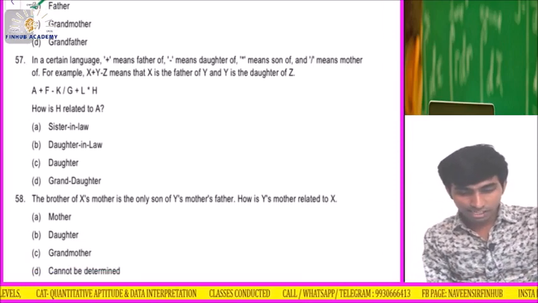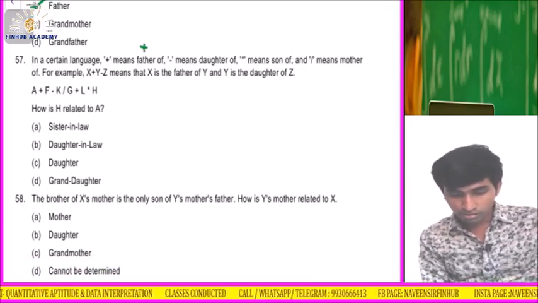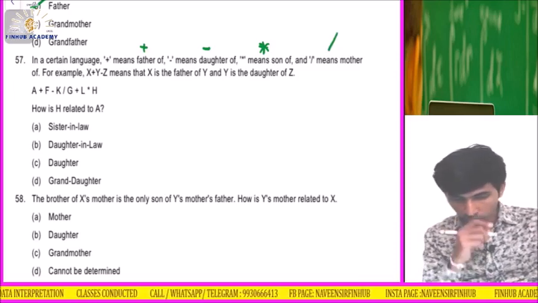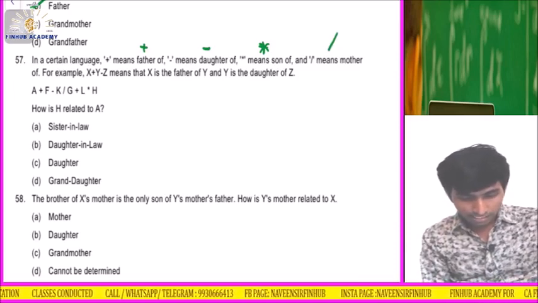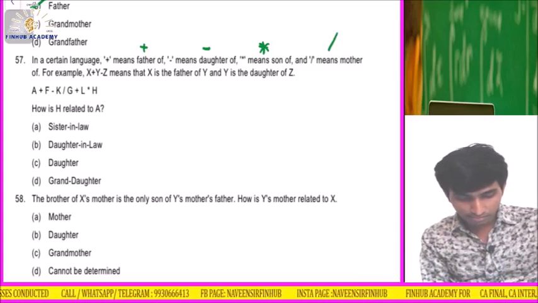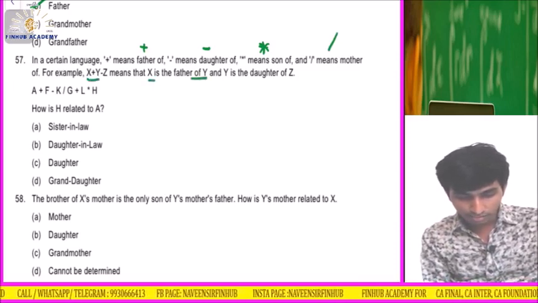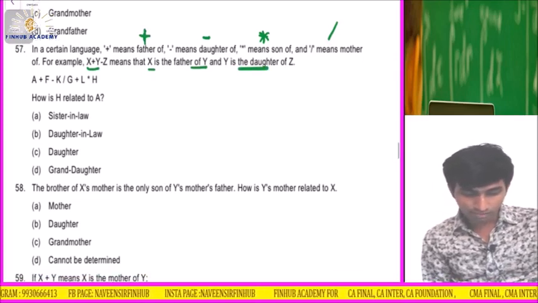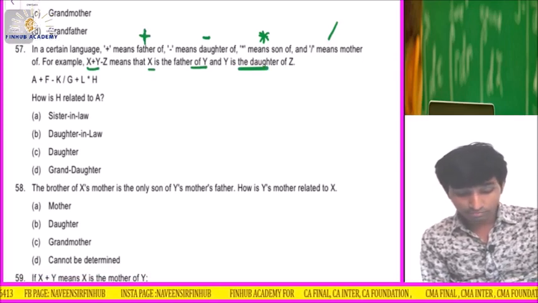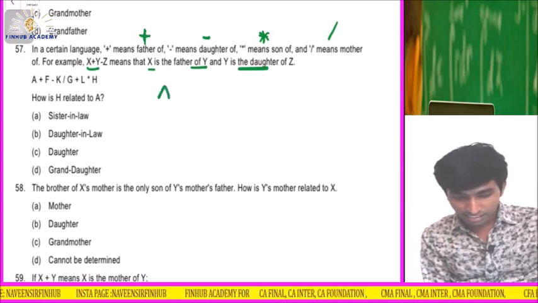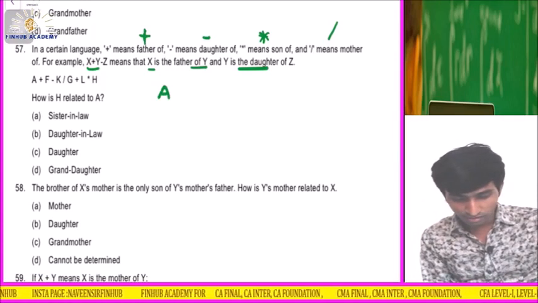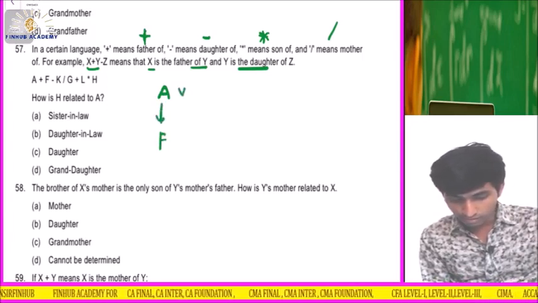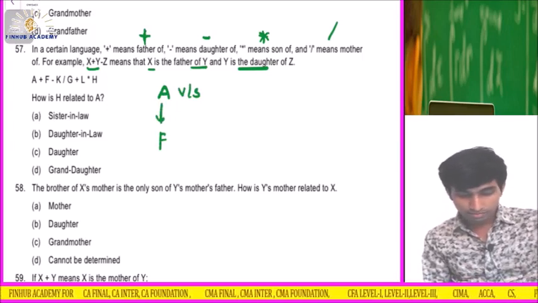In a certain language, plus means father, minus means daughter, asterisk means son, and divide means mother. For example, x plus y minus z: x plus y means x is father of y, and minus z means y is daughter of z. So A plus F: plus means father, so A is father of F. Obviously he is married, therefore he has a child F, son or daughter, whatever it is.